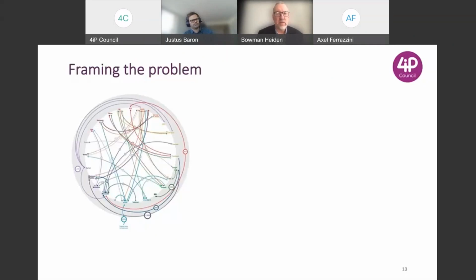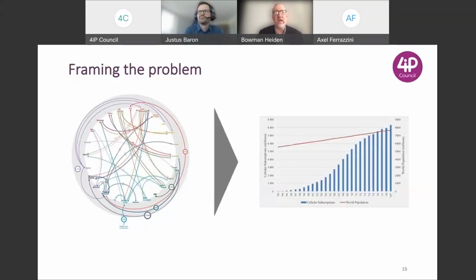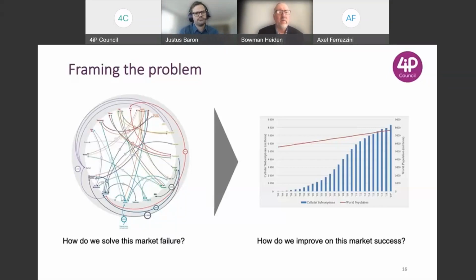But at the same time that this situation was showing a lot of conflicts and difficulty in the market, we also had an exponential growth in cellular subscriptions, where in 2016 we crossed the line where we had more cellular subscriptions than we had people on the planet. So this begs the question, how should we frame the problem?